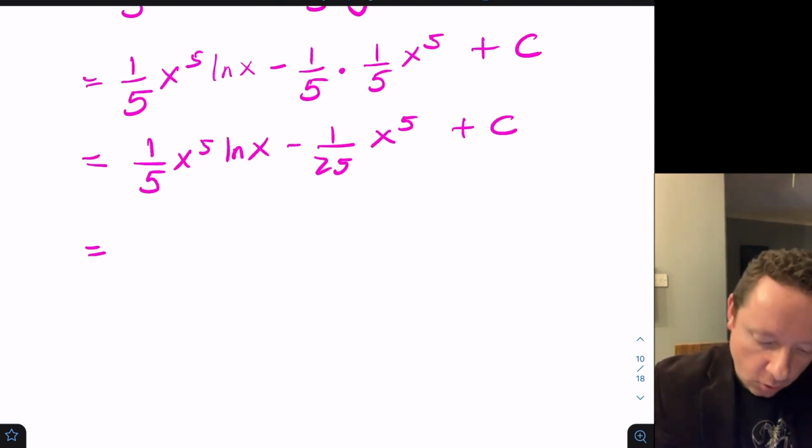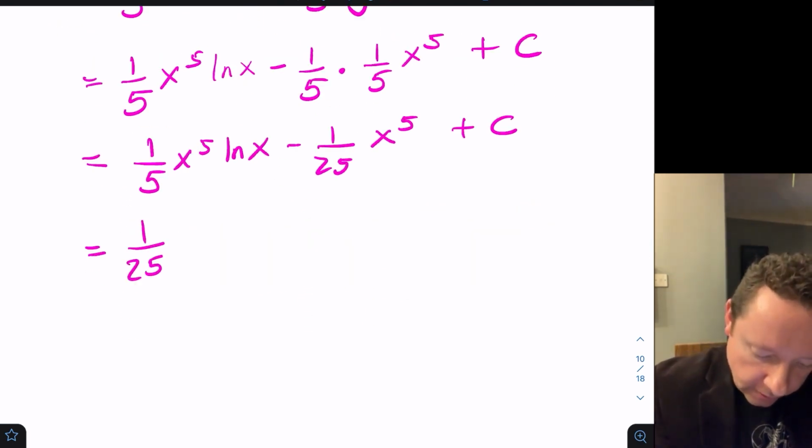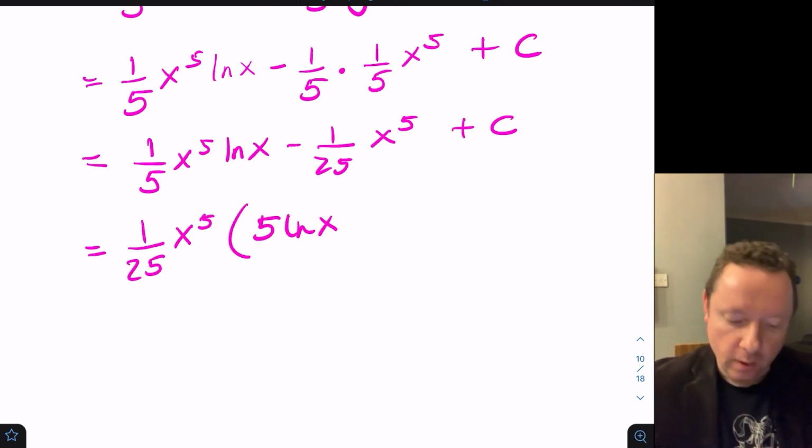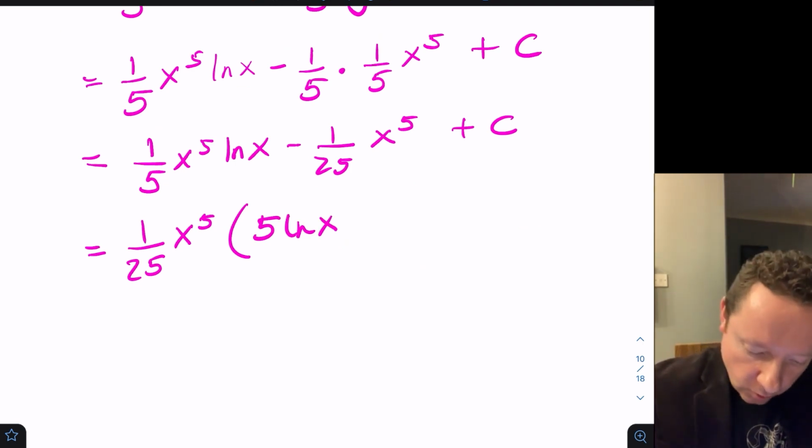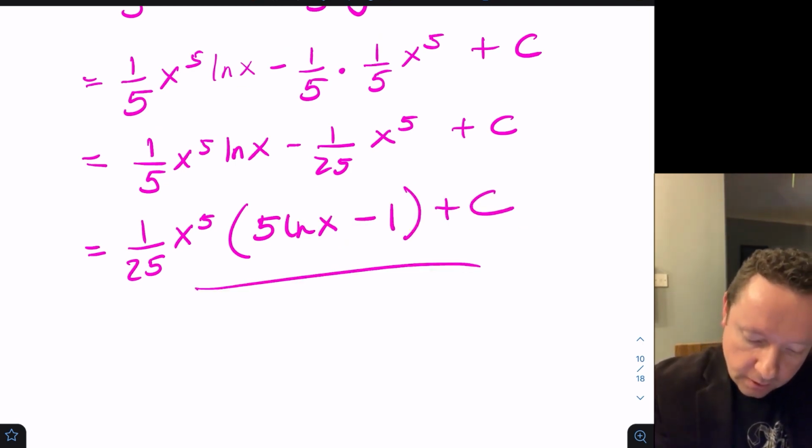A common factor of 1/25 x to the 5. Then for the first term we'll need to have 5 log x, because 5 over 25 is a fifth. And then that will just be minus 1 plus c, and we're done there.